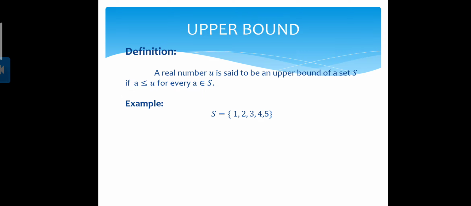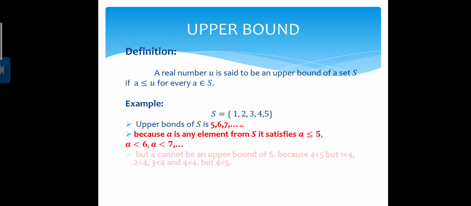Then what about the decimal numbers greater than 5? 5.1, 5.2, 5.3. Those also satisfy the same condition. If you take 5.1, 5.1 is greater than 1, greater than 2, greater than 3, greater than 4, and greater than 5. Therefore, if you take any decimal number greater than 5, those are also upper bounds of the same set. So the upper bounds of S are 5, 6, 7 and so on. They satisfy the condition.